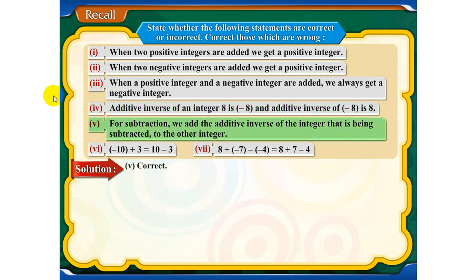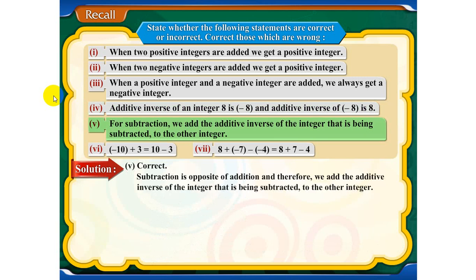5. Correct. Subtraction is opposite of addition, and therefore we add the additive inverse of the integer being subtracted to the other integer. For example, 56 minus 73 is equal to 56 plus additive inverse of 73, which is equal to 56 plus negative 73, which is equal to negative 17.